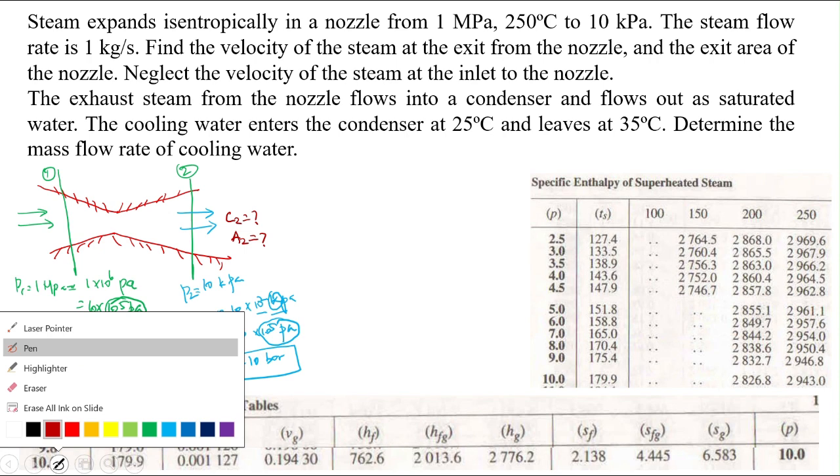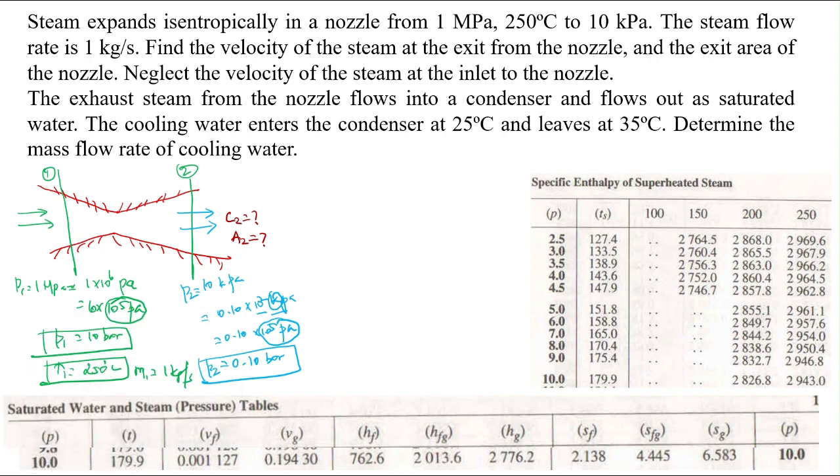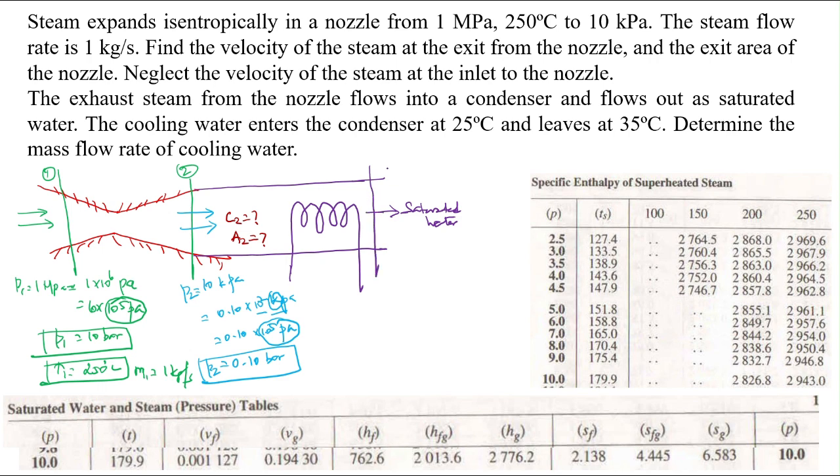The second part of the problem is that the exhaust steam from the nozzle enters into the condenser and flows out as saturated water. This portion is called a condenser. Here the cooling water enters the condenser. The outlet condition is saturated water. Here the pressure is the same, because normally condensation takes place at constant pressure. We call this position 3.